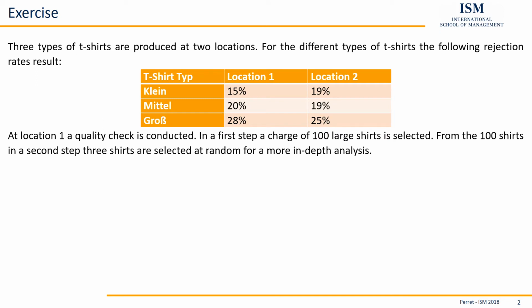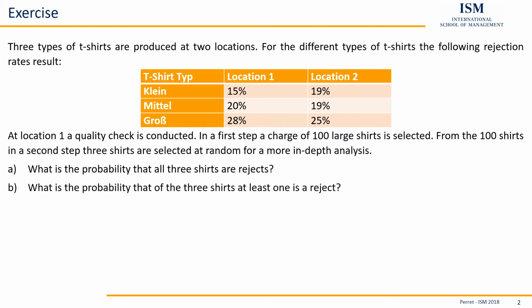At location 1, a quality check is conducted. In the first step, a charge of 100 large shirts is selected. From the 100 shirts, in a second step, 3 shirts are selected at random for a more in-depth analysis. Our tasks now: A. What is the probability that all 3 shirts are rejects? B. What is the probability that of the 3 shirts at least 1 is a reject?